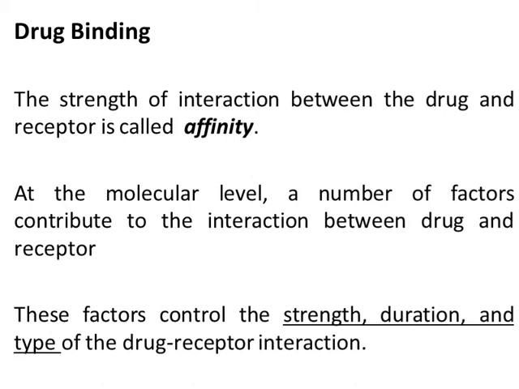There are a number of factors which affect the interaction of the drug with receptors. These factors affect and control the strength of the interaction. They affect the duration of the interaction between drug and the receptor, and they also affect the type of drug receptor interaction. So these different factors will decide whether the strength of interaction will be weak or strong, whether the interaction will be of short duration or long duration, and whether the type of interaction will be ionic, covalent, hydrophobic, or some steric hindrance type of interaction.